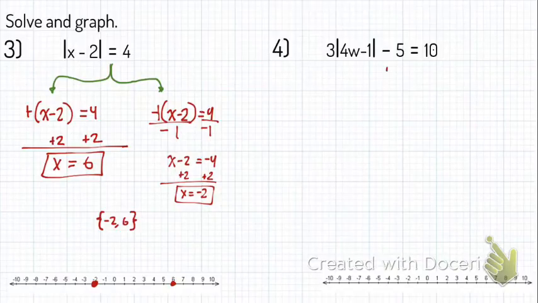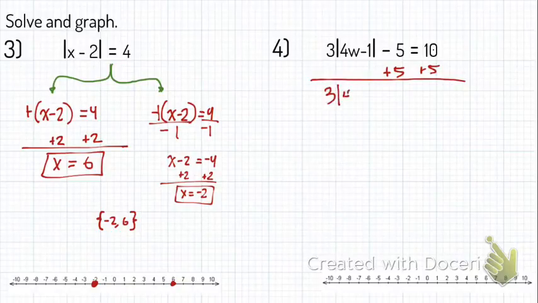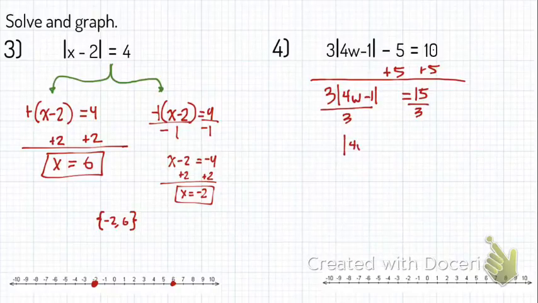First thing I would do is add 5 to both sides here to isolate it. So we got 3 times the absolute value of 4w minus 1 is equal to 15. And then I would divide both sides by 3. So I get the absolute value of 4w minus 1 is equal to 5. And I would make two equations because it's isolated. So I'm going to let you finish up this problem here. Let's have the teacher pause the video so the students can finish up the problem.